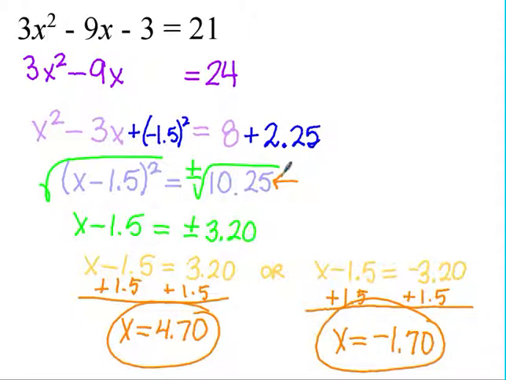Now, that's not saying we can't take the square root of a negative number. That's just saying right now we don't have enough tools in our toolbox to be able to do that. You can take the square root of a negative number by using the imaginary number i to do that. But eventually, not right now.